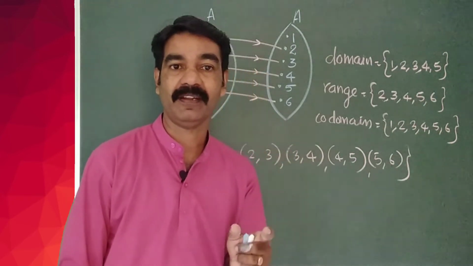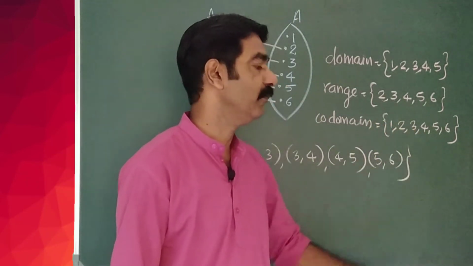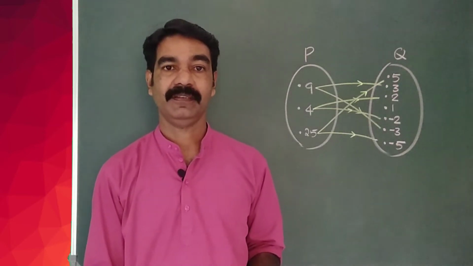Remember? What is codomain? It is the second set. Which is the second set? It is A itself. That is 1, 2, 3, 4, 5, 6. Okay. Now another example question.